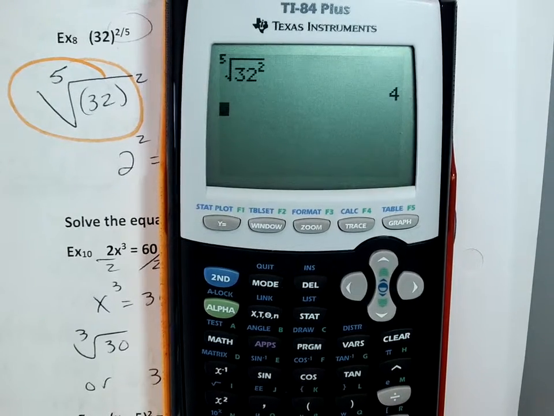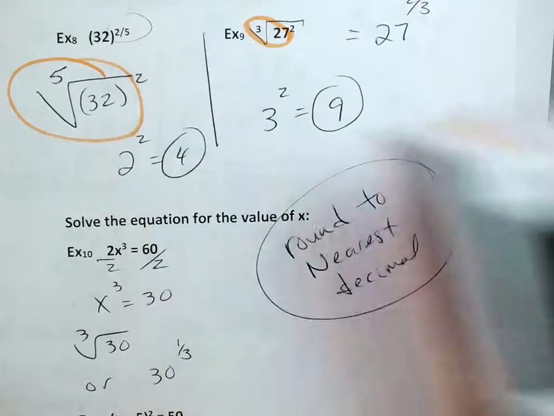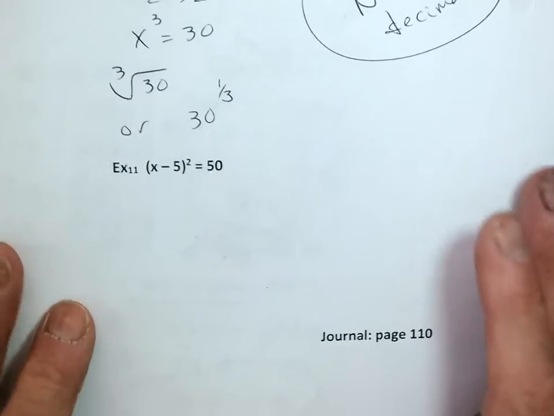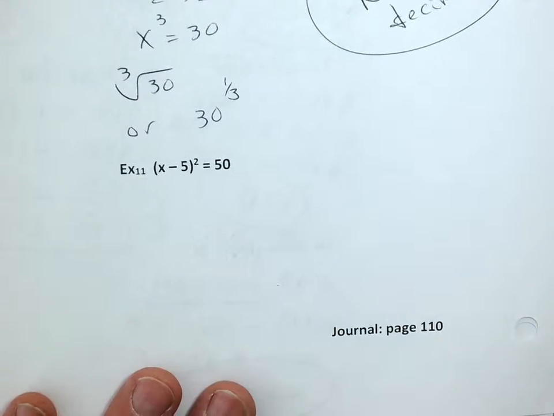But it's so much easier to do in one. I agree with you. But I wanted to show you that little feature, huh? Totally agree. Okay? Last but not least, Example 11. What are we going to do?